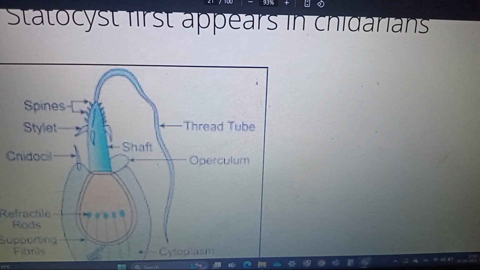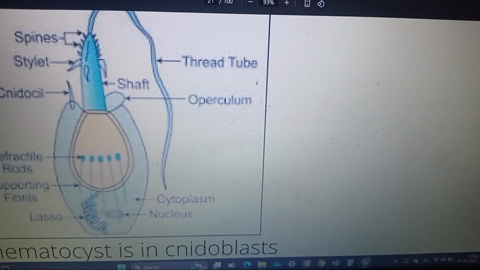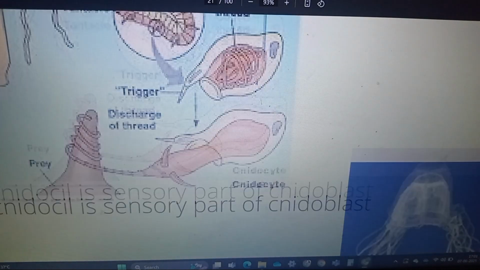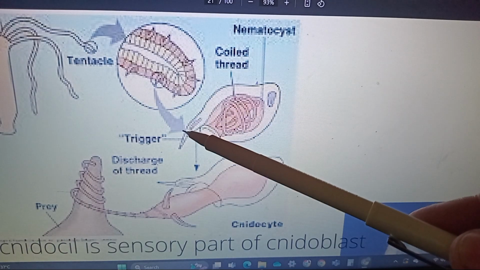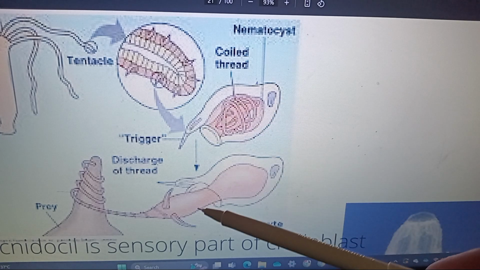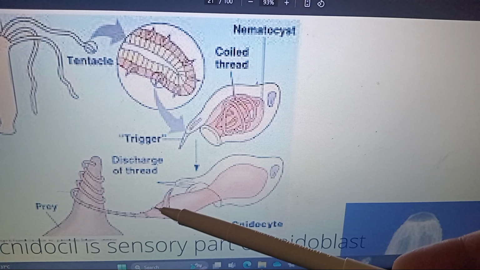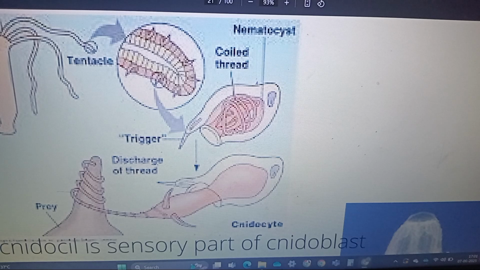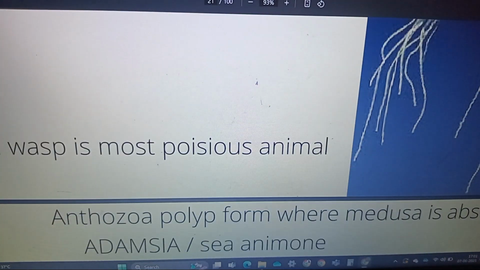These are cnidoblast cells. In the cnidoblast cell, there is a trigger which is the cnidocell. When it is stimulated, the nematocyst throws out its whip to catch the prey. It releases a toxin called hypnotoxin. For balance while swimming, there is presence of the statocyst.